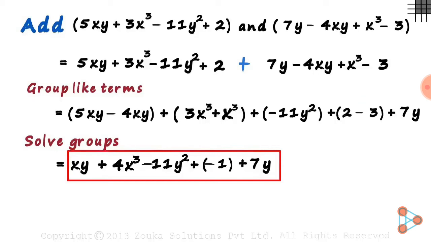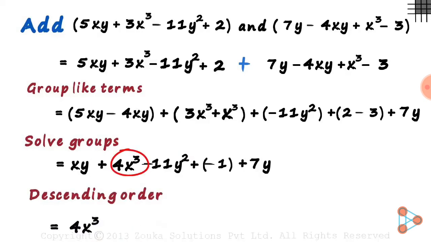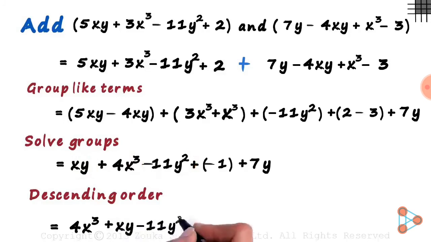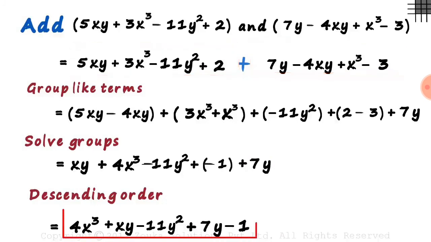Yes, we can, but remember, it's always a good idea to arrange the terms in the descending order of their exponents. 4x cubed will come first as the exponent is 3. These two terms have the same exponent value, so we write xy minus 11y squared next, then 7y, and last would be minus 1. These two big expressions add up to this expression with just 5 terms.